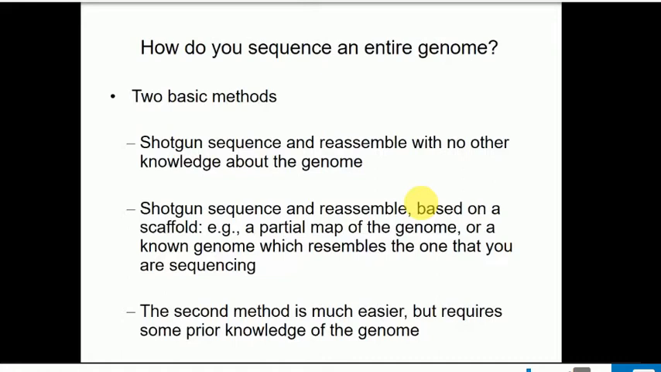So the second method is easier from a computational point of view, but you need prior knowledge of the genome. The first method, you need no prior knowledge, but you're not necessarily going to get complete genome coverage. So there are pros and cons to both methods. By and large, most of the sequencing we're going to talk about is the former method.